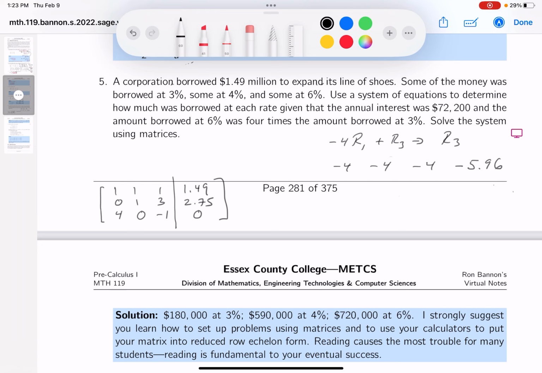All right? And let's put the other row down. It's going to be 4, 0, minus 1, and 0. And I think I can do it. What do you got over there? 0, minus 4, minus 5, minus 5.96. I'm going to multiply that by minus 1. All right, where's that go? Row 3.